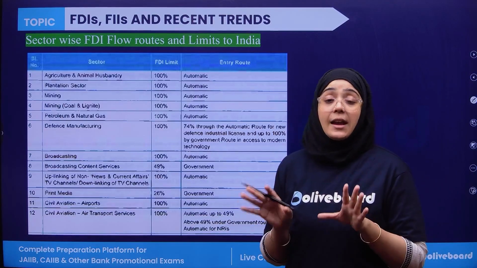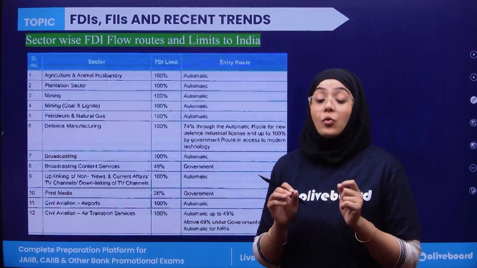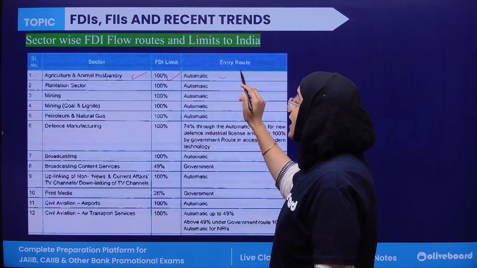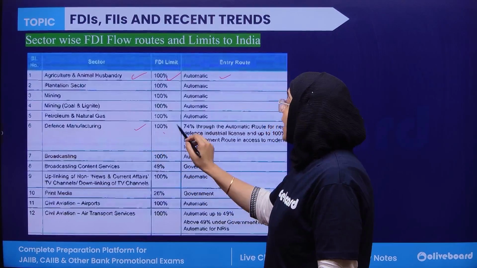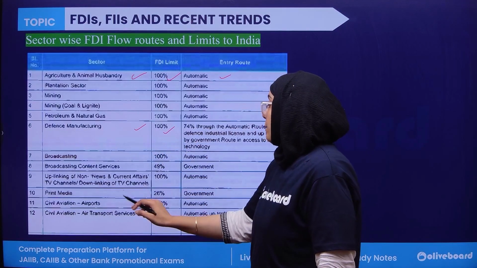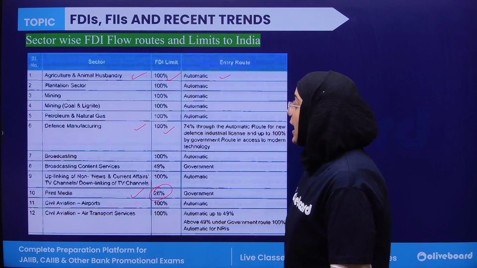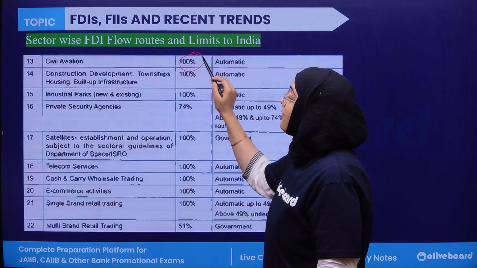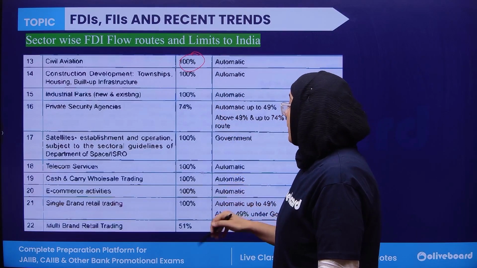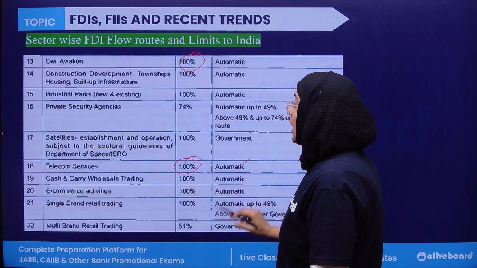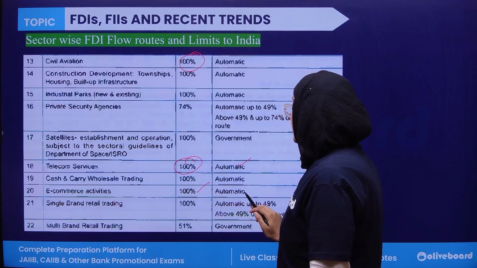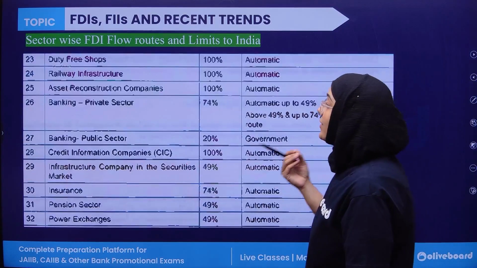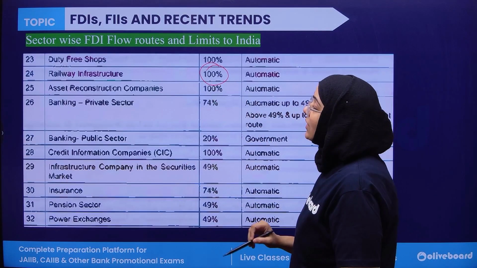And in this, I'm just taking the most important ones, which you especially have to remember. For example, in agriculture, 100% is allowed through the automatic route. Defense, 100% is allowed, right? In print media, only 26% is allowed, right? Next, if we talk about civil aviation, 100% FDI is allowed. Then, if we talk about telecom services, 100% through the automatic route. E-commerce activity, 100% FDI is allowed through the automatic route. Like, for example, railway infrastructure, 100% is allowed.